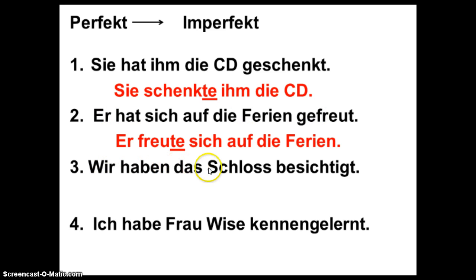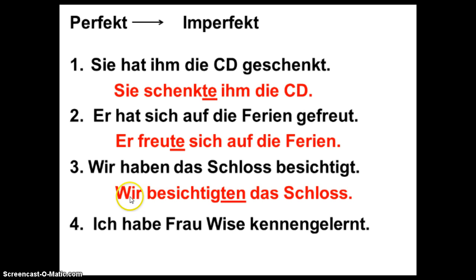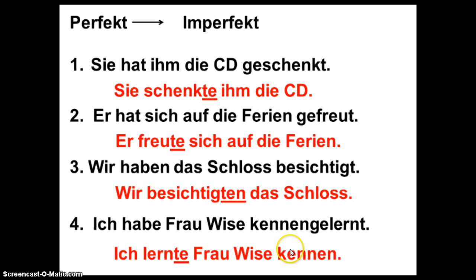Wir haben das Schloss besichtigt. That's perfect. We have visited the castle. Imperfect would be wir besichtigten das Schloss. In number 4, ich habe Frau Weiß kennengelernt. The verb is lernen. In perfect, it's gelernt. In imperfect, ich lernte Frau Weiß kennen. In this case, kennen is acting like a prefix.